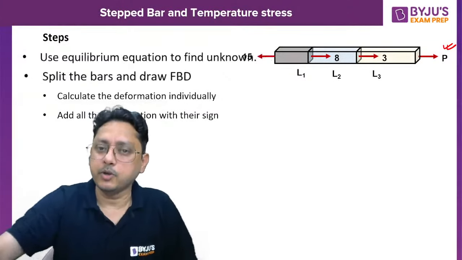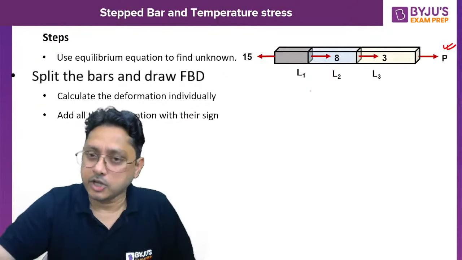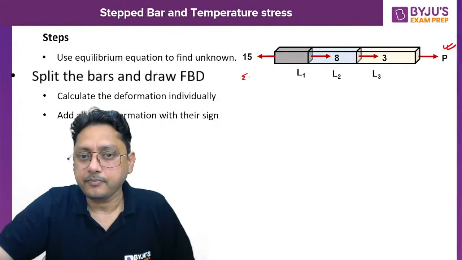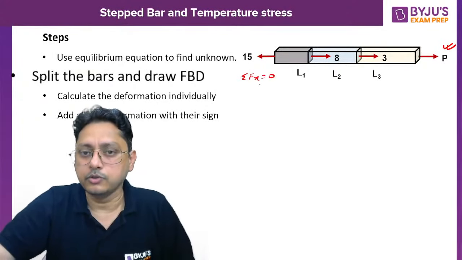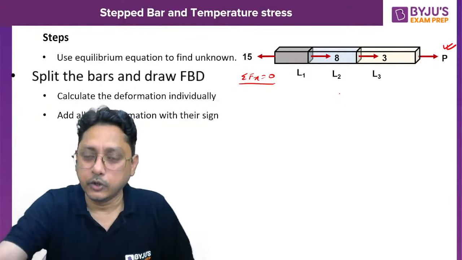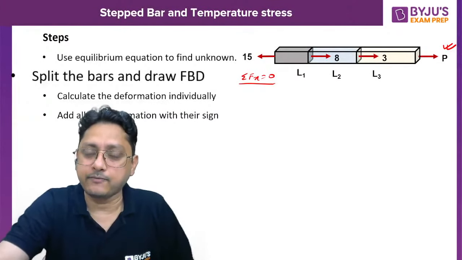What is the equilibrium equation you are going to use? That is summation of Fx equal to 0. Summation of Fx equal to 0. By using that, you will find the value of P. Then what will be the next step? You will split the bar and draw the free body diagram for each individual bar.